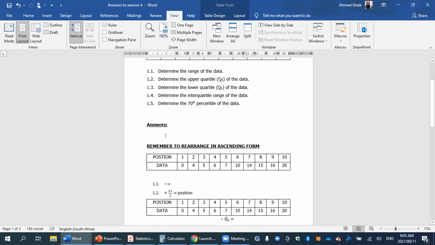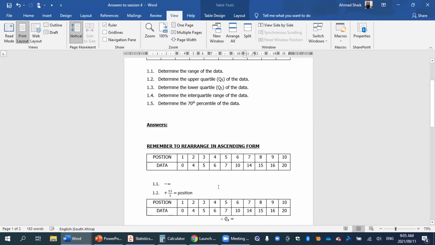If you recall, the first thing we need to do before working with any data set is put it in ascending order, meaning from the lowest data value to the highest data value. I've done that already, and I've labeled my positions for each data value as well. Remember, this is very important in order for us to work out the measures of dispersion. So let's look at 1.1. It says to determine the range of the data.